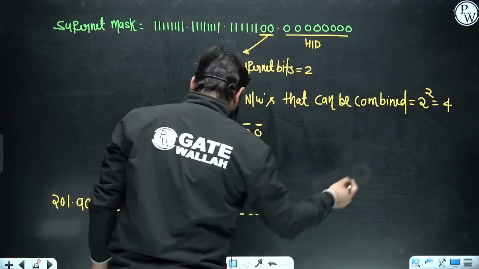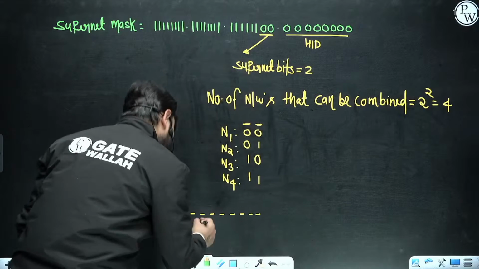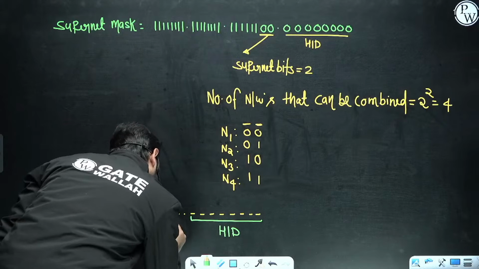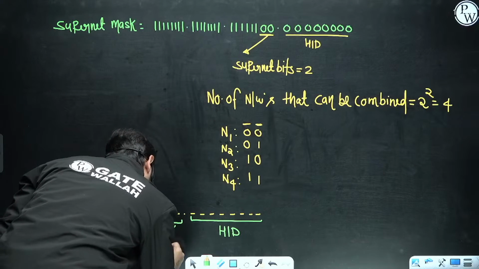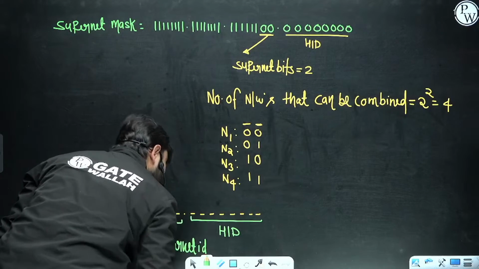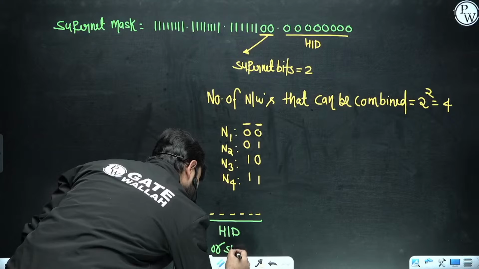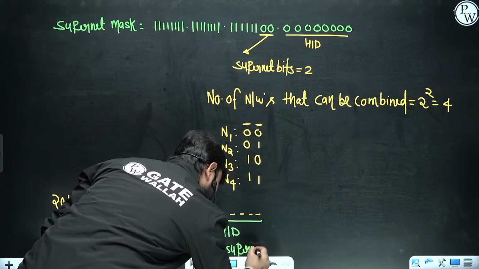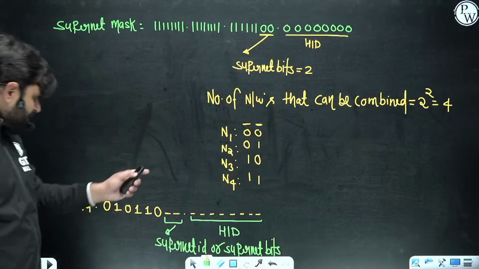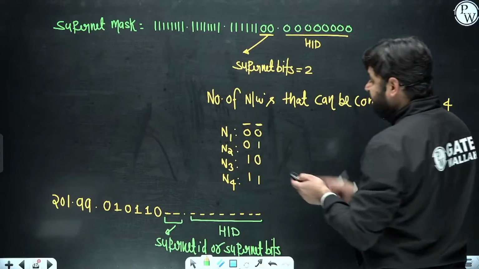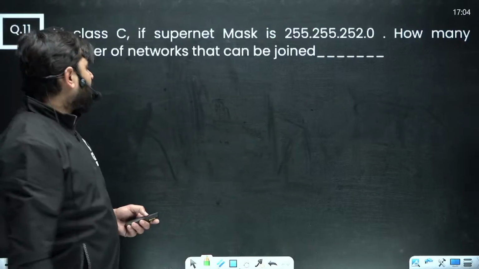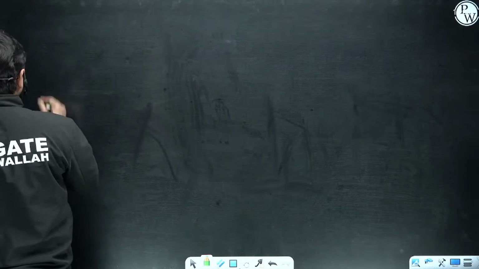So in this, we know one thing, my dear friends, it is really an interesting question. This part is representing the host ID part. These 2 bits are representing supernet bits, the supernet ID. Is it clear? Now actually we have 4 networks, N1, N2, N3, N4. Now we can find the range of the N1, N2, N3, N4 networks. What will be the range of N1? Now how can we find N1?